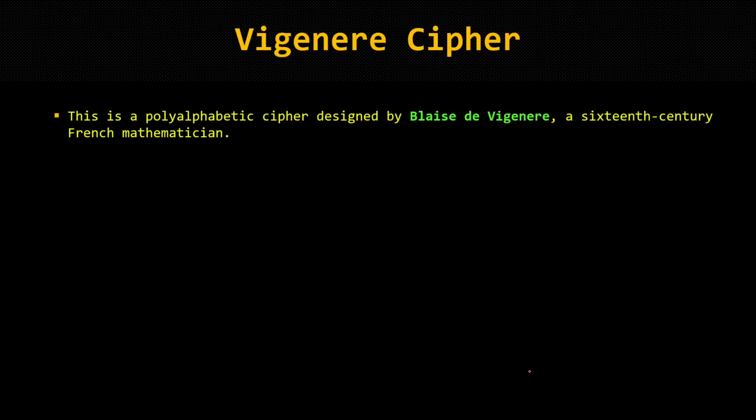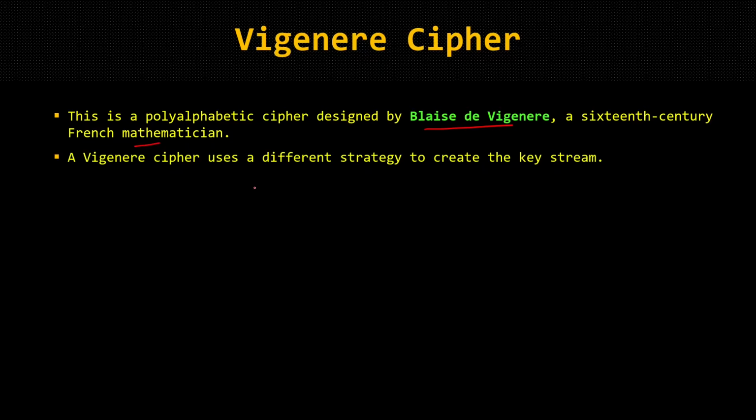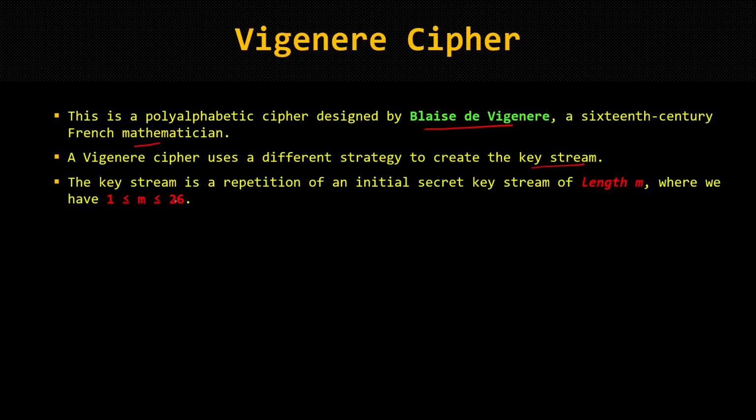Now let us move on to the Vigenere cipher. This is a polyalphabetic cipher which was designed by Blaise de Vigenere, a 16th century French mathematician. This Vigenere cipher uses a different strategy to create the key stream. The key stream is a repetition of an initial secret key stream of length m, where 1 is less than or equal to m, which is less than or equal to 26.